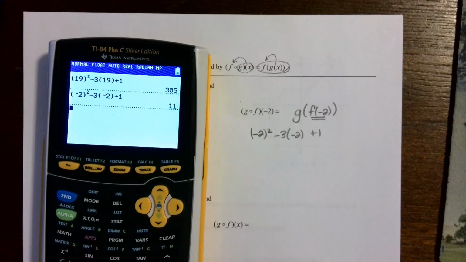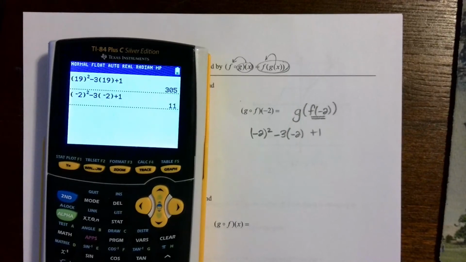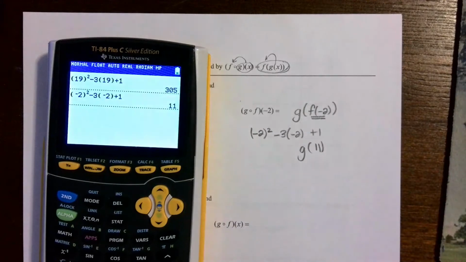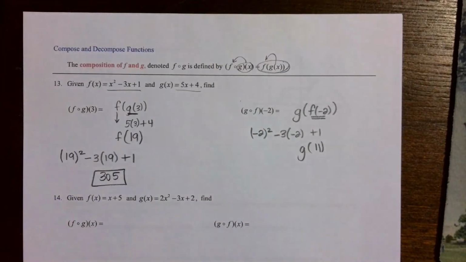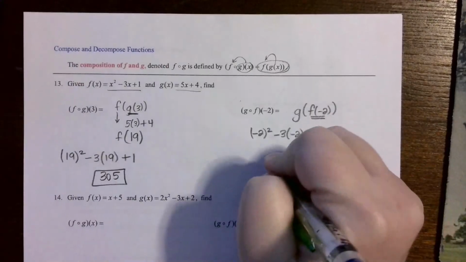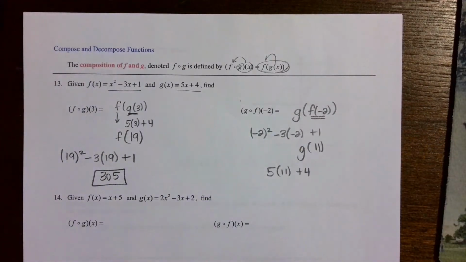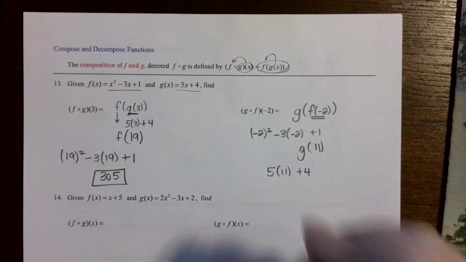And you can use Desmos here too. You can plug this into Desmos. It'll give you the same kind of answer. You end up with 11. And then I pull down that g. So now I'm finding g of 11. Well, g is 5 times x plus 4. So 55 plus 4 is going to be 59.